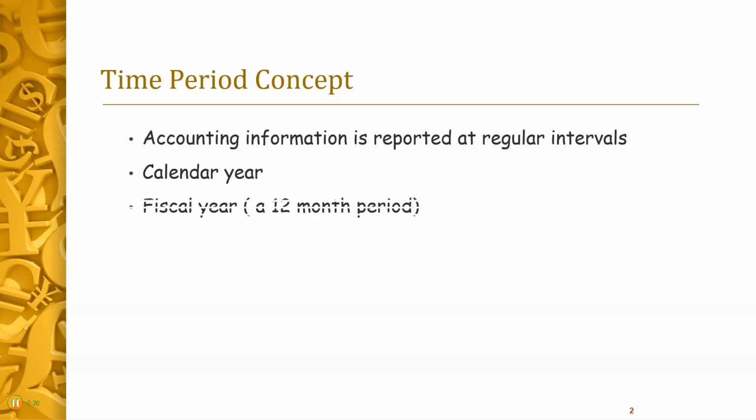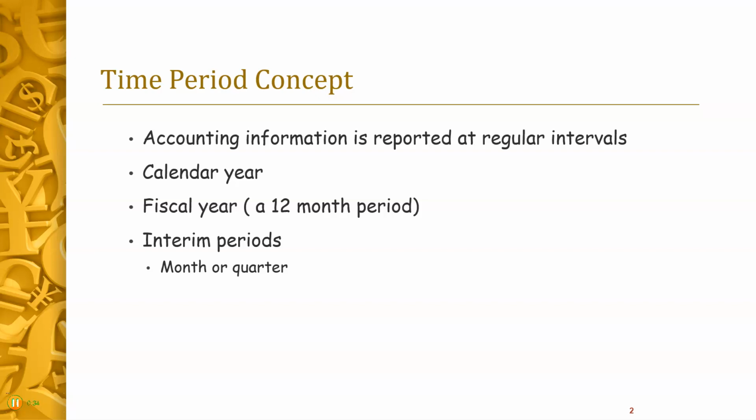First of all, because of the time period concept, accounting information must be reported at regular intervals. It's a calendar year or a fiscal year, which is any 12-month period. We also have interim reporting, and normally it's every month. People want to know what's going on in the company. They can't wait till the end of the year.